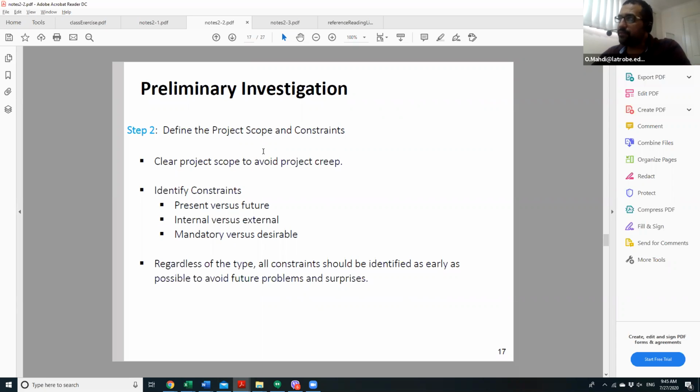Step two is more about defining the project scope and constraints. Of course, for any project there's a scope and there are constraints. Clarify the project scope to avoid project creep, for example. Identify constraints: present versus future, internal, external, monitoring and travel. Regardless of the type, all constraints should be identified as early as possible to avoid future problems and surprises.